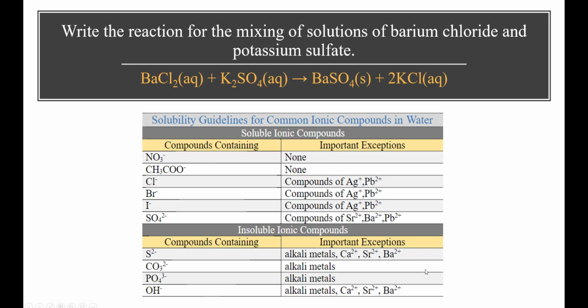So here's the answer. Barium, put it with sulfate. That's our precipitate. And then the potassium with chloride, make sure you keep the charges correct, 1+ with 1-, and then balance the equation.